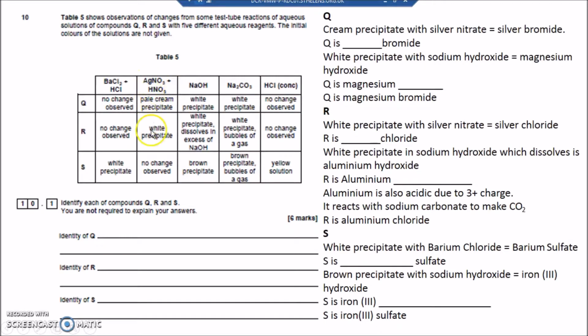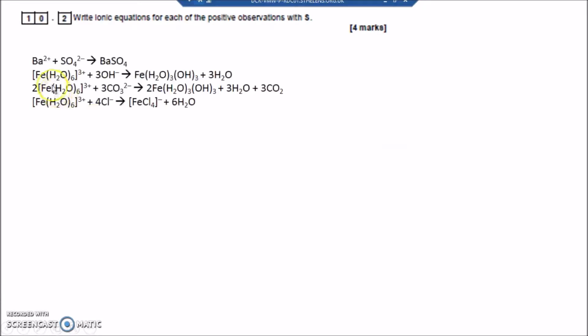Next one, no change observed here, so we're on to the brown precipitate. So we're on about Fe3 plus and 3OH minus ions, or Fe(H2O)6 3 plus because it forms a complex ion. The 3OH minus ions replacing the 3 ligands. I know that there's 3 in there, and I know that it's got no charge because that's a solid. It says it's a precipitate, and it'll make 3 waters released from the complex ions, releasing 3 of the H2Os.